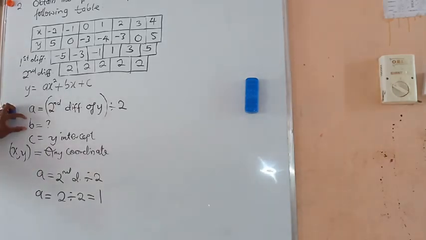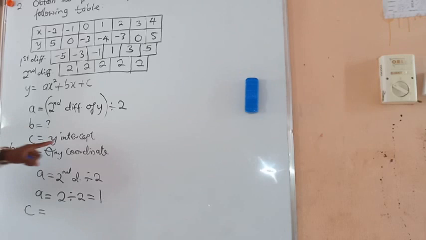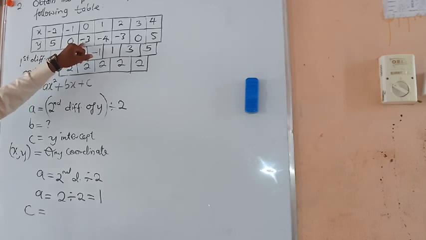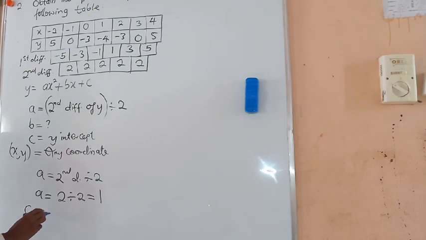Then skip this one for now. Let us find the value of c. c, we all know, is the y intercept. So the value of y when x is equal to 0 is minus 3. Therefore, c is equal to -3.